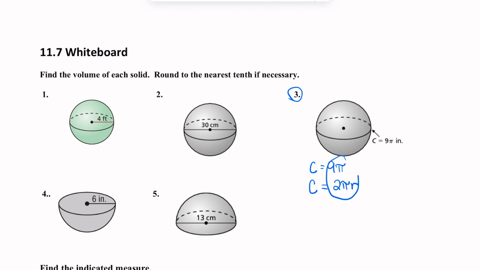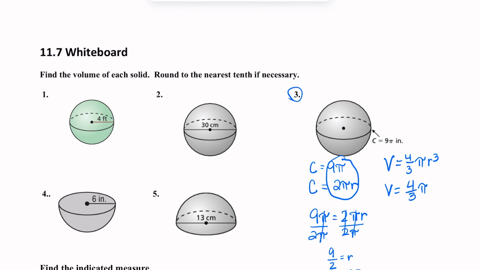So I can set these two equal to each other and solve for r. I'm going to divide both sides by 2 pi. That cancels, and I get 9/2 equals r, or 4.5. So now I plug that into our volume formula, and I get 4/3 times pi times 4.5 cubed. So let's start with 4.5 cubed in the calculator, and we get 91.125.